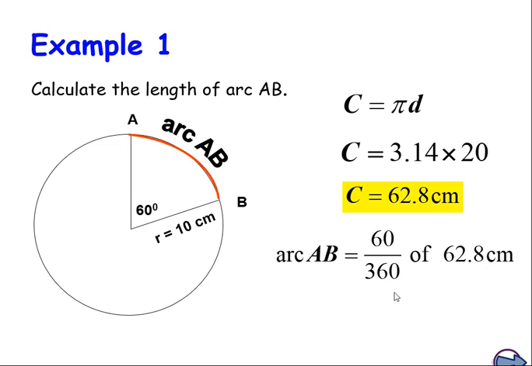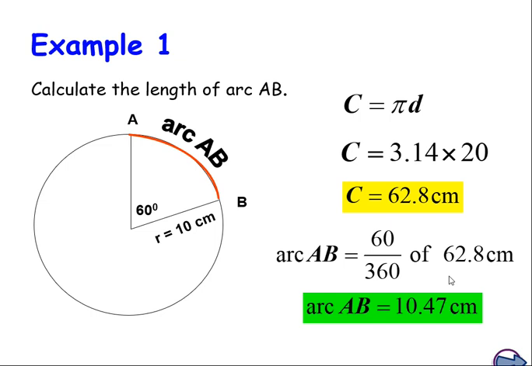Now, if you're not sure how to do this, you could simplify it and do it without a calculator, but you would have a calculator for this just now. All you would do is 60 divided by 360 times 62.8, and you should get the answer 10.47.